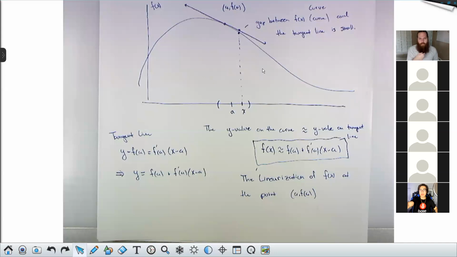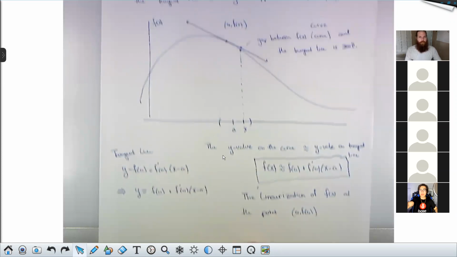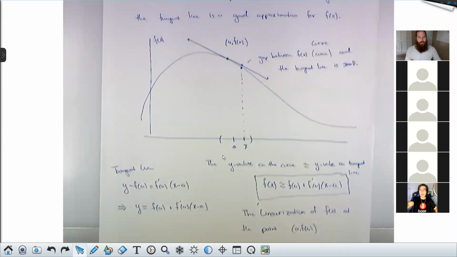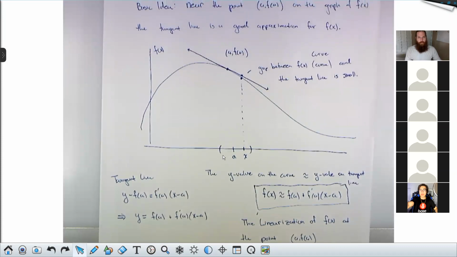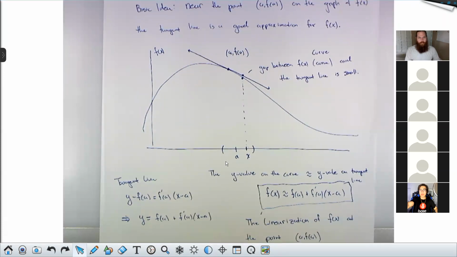Linearization just means we're taking f and we're doing our best to turn it into a linear function. Even though f is not linear, there is a linear function that does a good job of approximating f, at least near a point. And the linear function that does the best job is the tangent line. Okay, so take a second, make sure you have all this in your notes. And then we'll see how we make use of it.